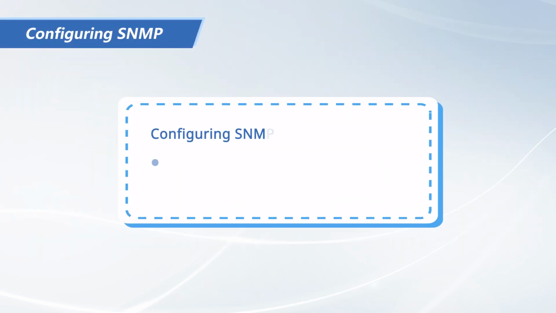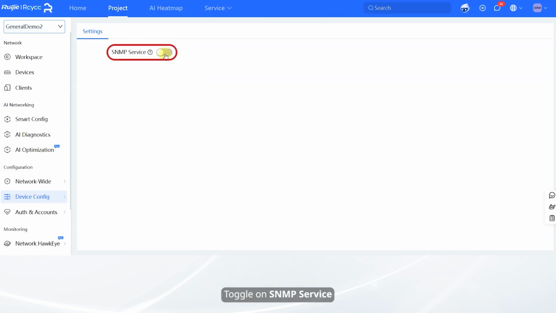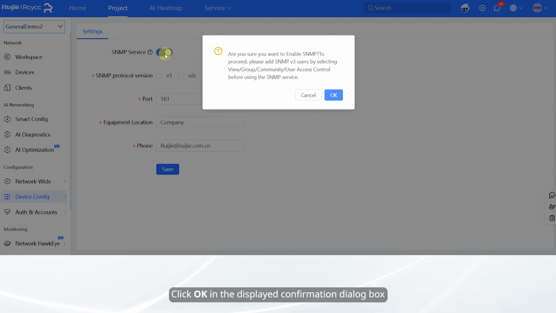SNMP supports 3 versions, V1, V2C, and V3. This section describes how to configure SNMP V1 and SNMP V2C. Toggle on SNMP service. Click OK in the displayed confirmation dialog box.